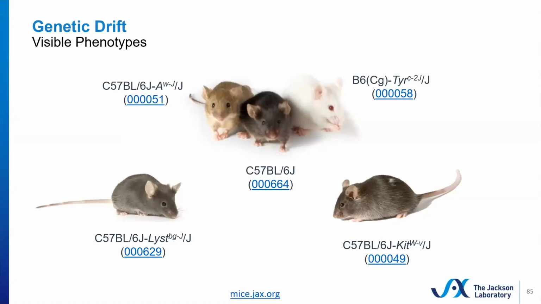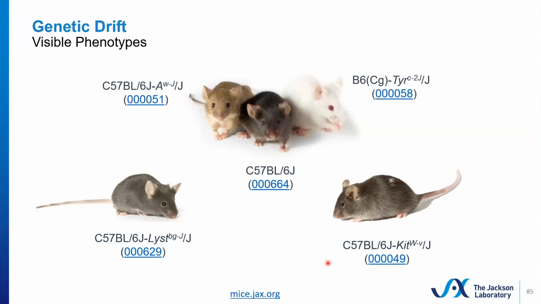affect coat color. So, for example, on the top left, we have an AW-J mutation, which contributes to the agouti coat color. On the top right, we see a mutation in the tyrosinase gene, which contributes to the albino coat color. While you may assume that a change in coat color is not impactful, the mutation to the LYST gene that results in dark gray coat color also results in mice that exhibit immunodeficiency.